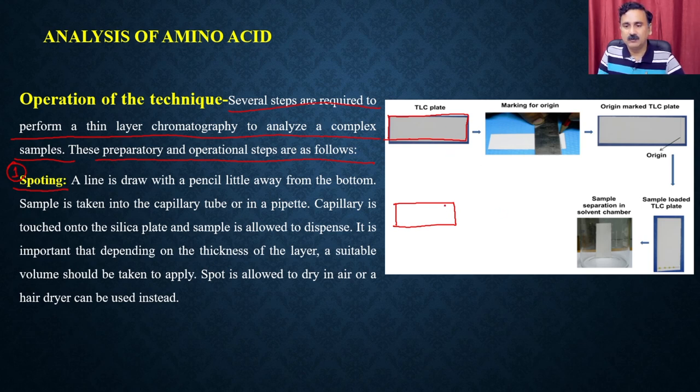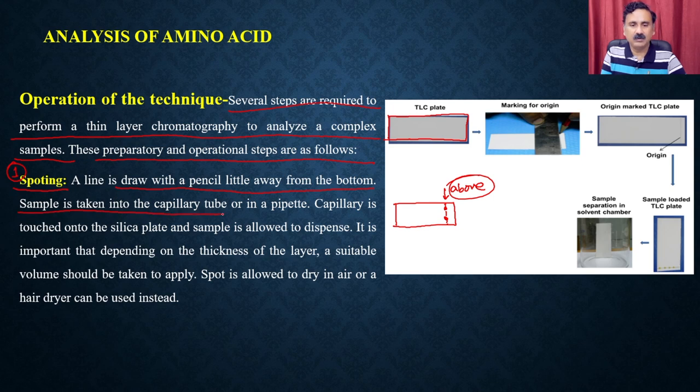Then you take a scale and put a line, and this line should be above the solvent front, because ultimately you are going to dip this. Then on this line you are going to put the spots. The line is drawn with a pencil a little away from the bottom.